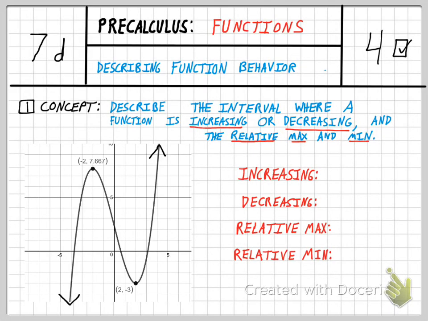This is Precalculus Concept 7D. We're going to talk about describing function behavior and jump in with a few terms that are new, although you did see these on your summer assignment as well. So the question here is going to be: describe the interval for where a function is increasing or decreasing, and the relative max and relative min. So these are four terms you want to understand pretty well.